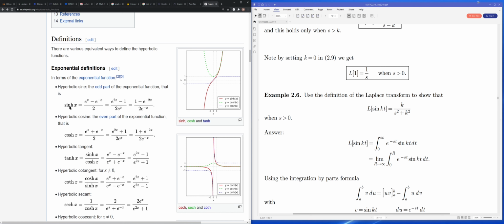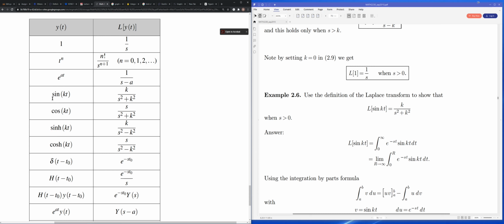If you want hyperbolic sine of ax, all you're doing is replacing, in this equality, everywhere you see x by ax. Hyperbolic sine of ax would be e to the ax minus e to the minus ax, over 2. And likewise for hyperbolic cosine of ax.